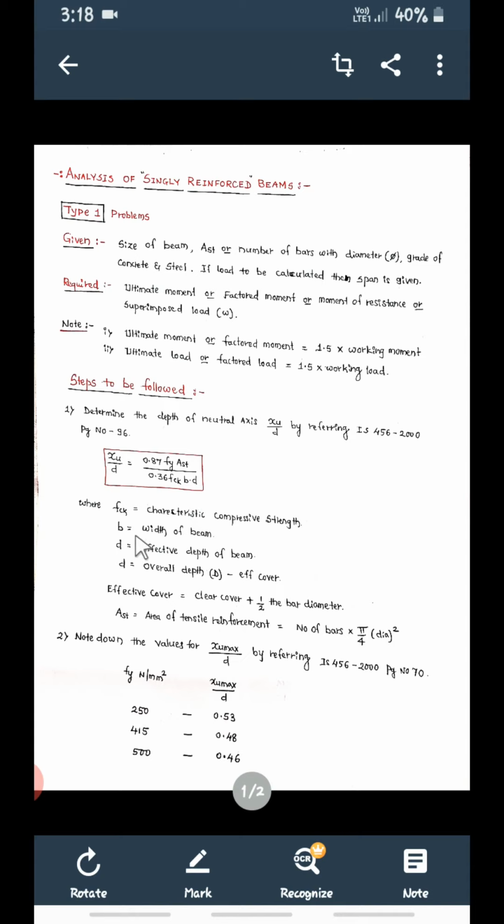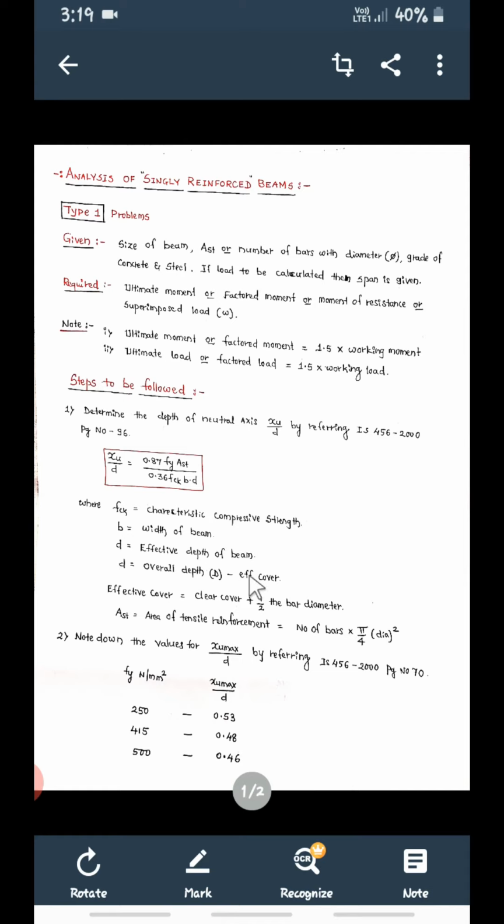Then b will be given, that is the width of the beam, then the effective depth of the beam. Small d will be the effective depth. So how to calculate this effective depth? Suppose it is not mentioned in the problem, and the overall depth, capital D, is given. Then the effective depth is calculated as small d is equal to overall depth capital D minus effective cover.